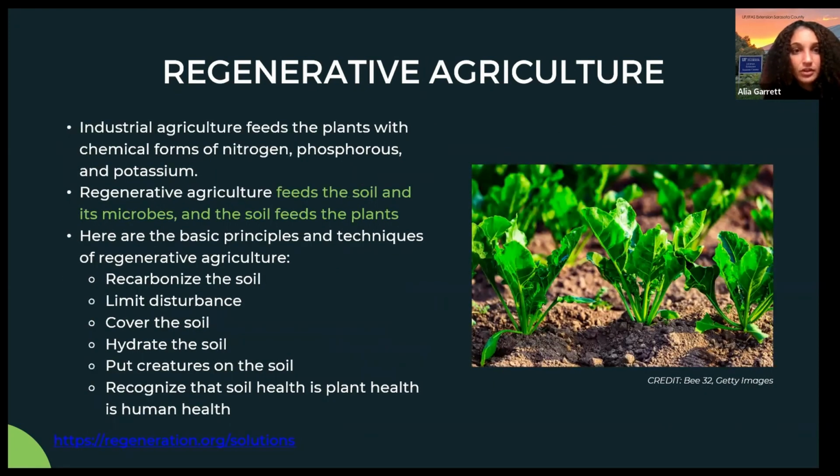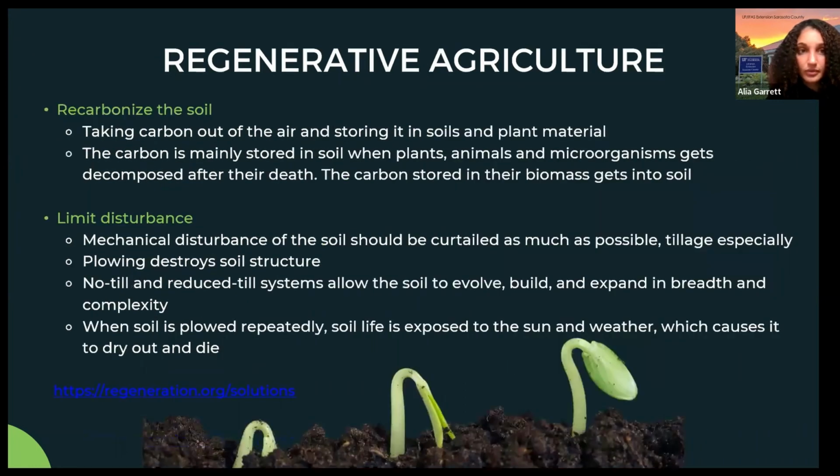Okay. Industrial agriculture feeds the plants with chemical forms of nitrogen, phosphorus, and potassium. Regenerative agriculture feeds the soil rather than feeding the plants, and it's the microbes in the soil that then feed the plants. So here are the basic principles and techniques of regenerative agriculture. So we want to recarbonize the soil. We want to limit disturbance, cover the soil, hydrate the soil, put creatures on the soil, and recognize that soil health is planet health and also human health. So we're going to go through each of these subtopics within regenerative agriculture.